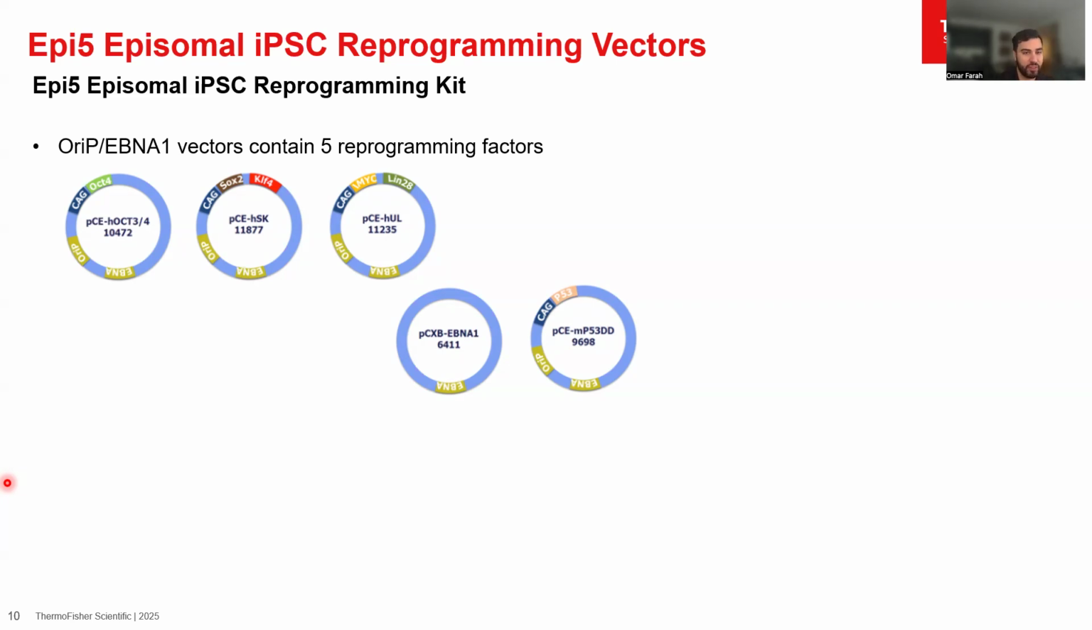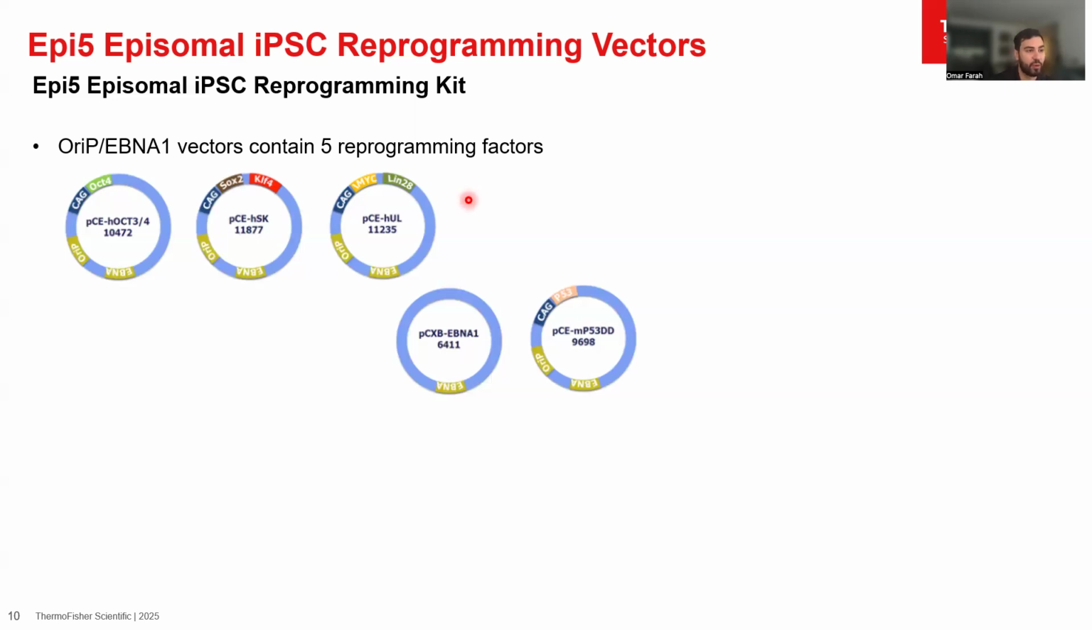And in this particular kit, you'll see that we have the reprogramming factors in 5 different plasmids that we deliver. You have an OCT4 over here, a SOX2, and a KLF4 on this vector. You have CMYC on this vector, but then you have a bunch of other interesting genes that you see over here. So Lin28 and a dominant negative form of P53.